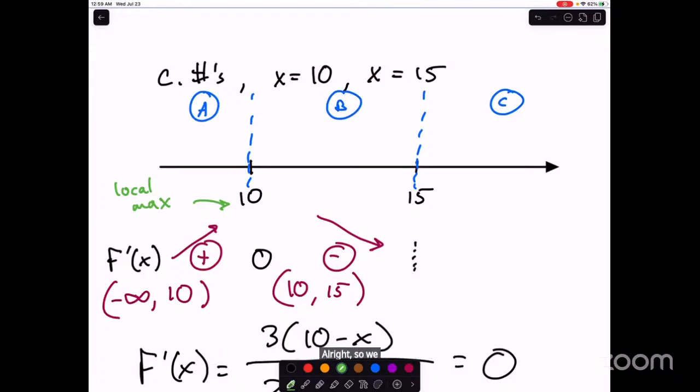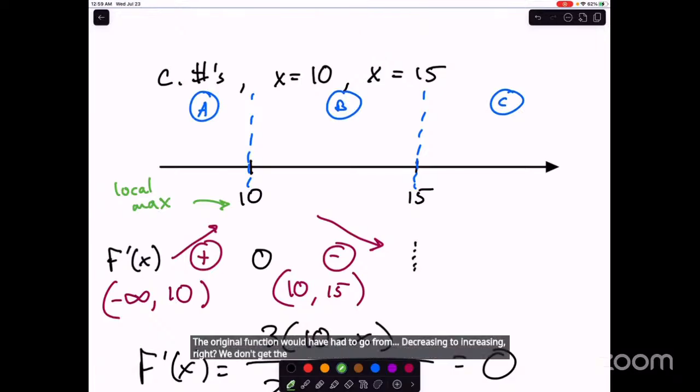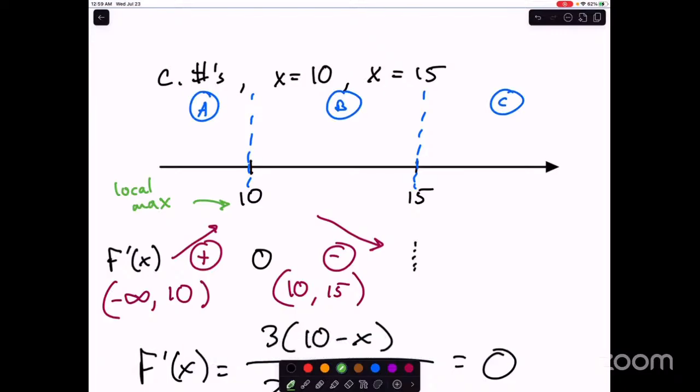So we have to plug the 10 back into the original. In order for 15 to be a local minimum, the original function would have to go from decreasing to increasing, right? We don't get the increasing on the other side for that to be a minimum. So for the minimum, we got does not exist.